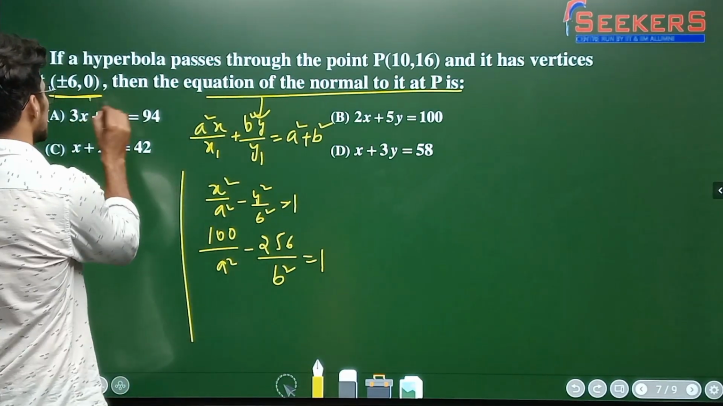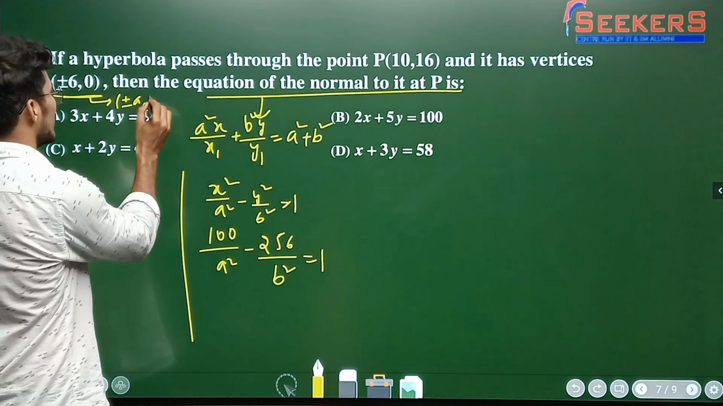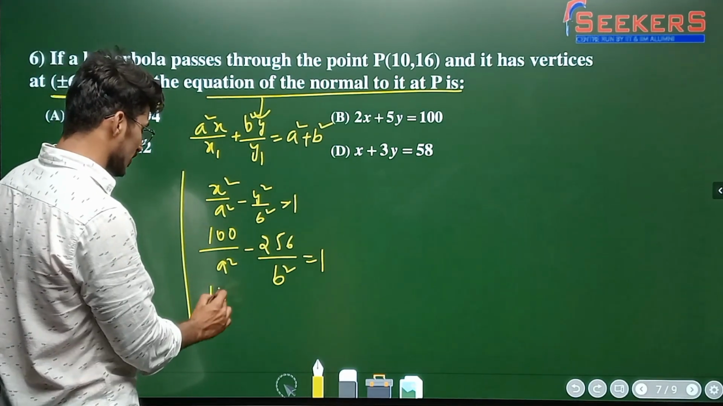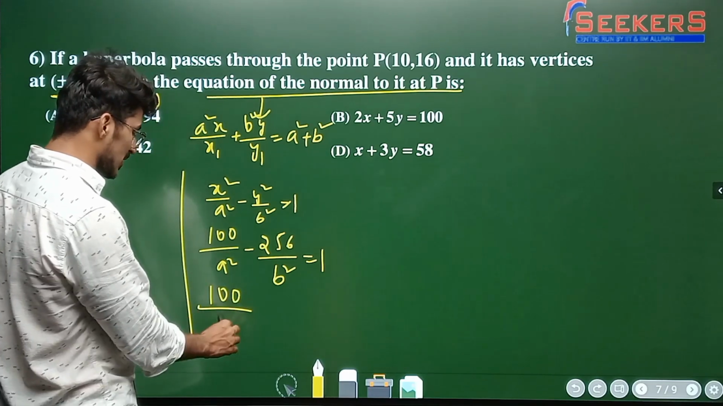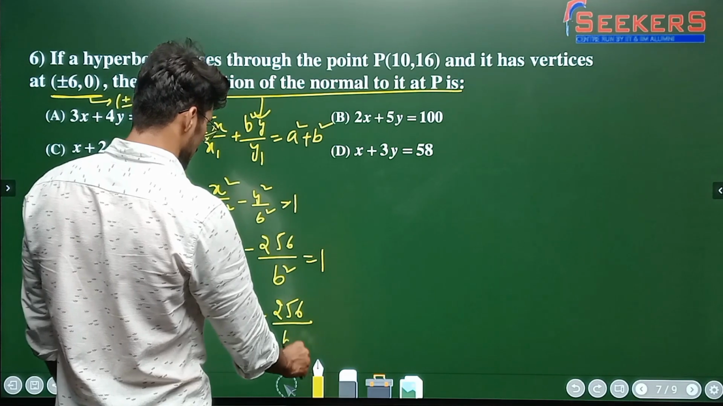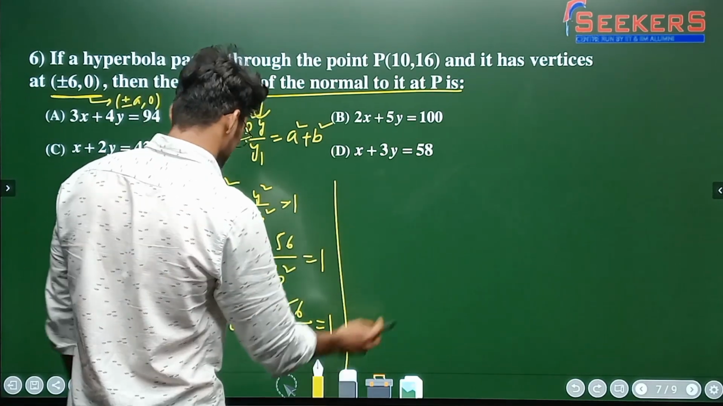Vertices is nothing but what? Can I just say that the vertices of the hyperbola are plus or minus a, 0? So a value is 6, given. Let us substitute the a value here. A value is 6 means a square is 36, right? So minus 256 by b square is equal to 1. Let us solve this now.